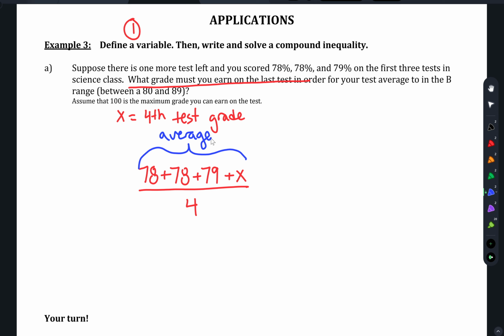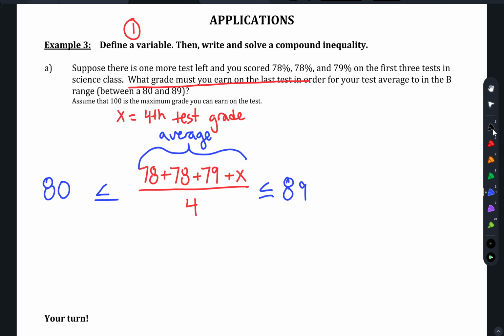Now I want that average to be between an 80 and an 89. So how would I write that as an inequality? Let's say I put the 80 over here and I put the 89 over here. What signs am I going to use? Autumn? Yeah, so I want greater than, oh no, wait. Yes, greater than or equal to, but it's flipped around, so it's actually 80 is less than or equal to our number, and then another less than or equal to 89.